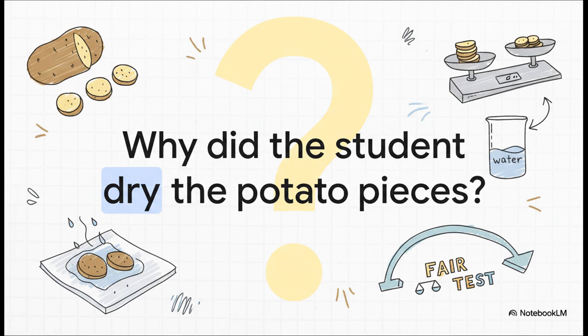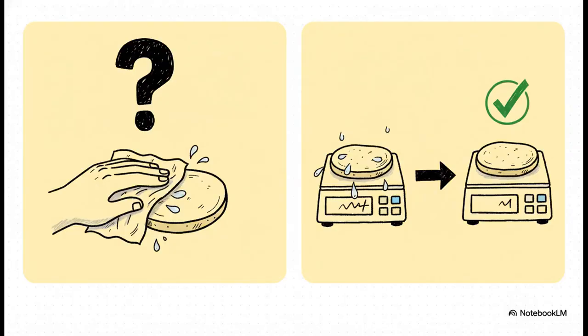So, question 01.5 asks, why on earth did the student dry the potato pieces? What's the point of that step? Think about it. What could go wrong if they didn't? And this slide is so important. A lot of people would just write, to remove water from the surface. That sounds right, but it won't get you the mark.